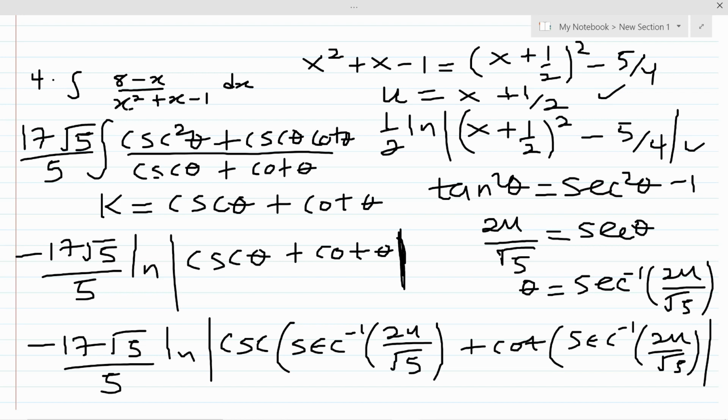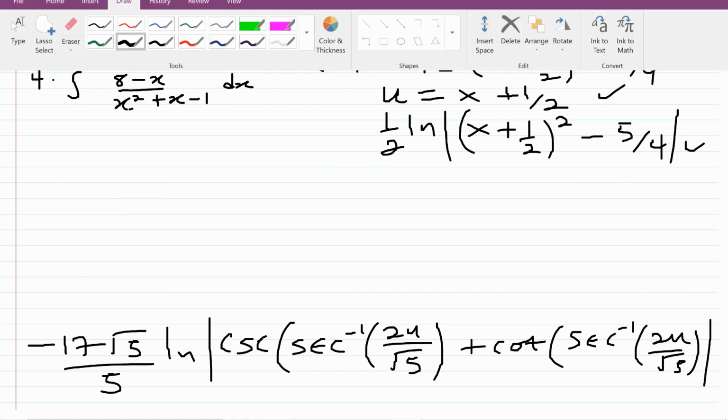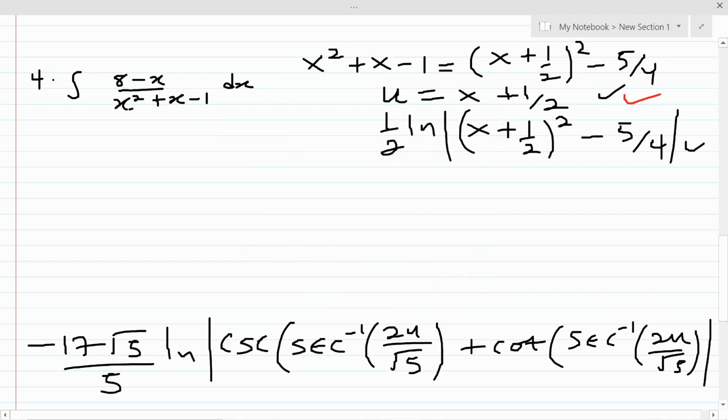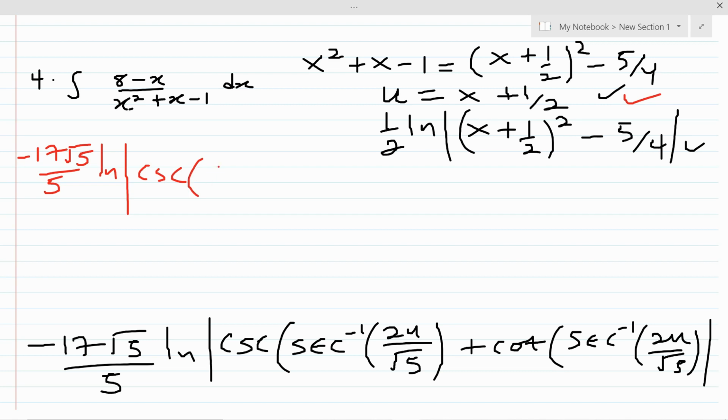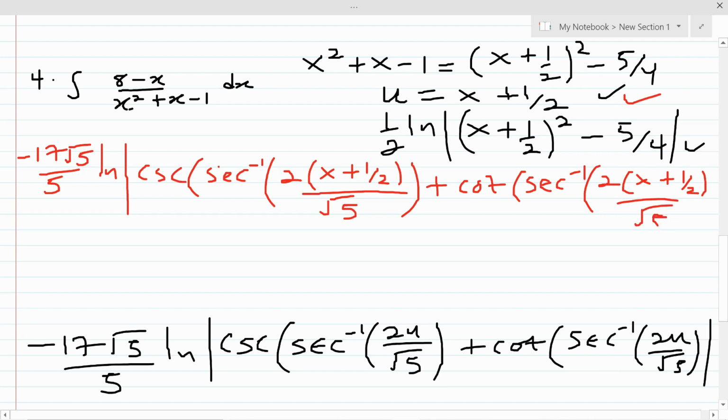and you have to convert our u's back to x. Alright, so we know that u is equal to x plus half from this side. So we have negative 17 root 5 over 5, then ln of cosec of sec inverse of 2, u is what? x plus half all over square root of 5, and plus cot of the sec inverse of 2 into x plus half over square root of 5. I hope you can see this. So this is the solution to the second part of the integral.